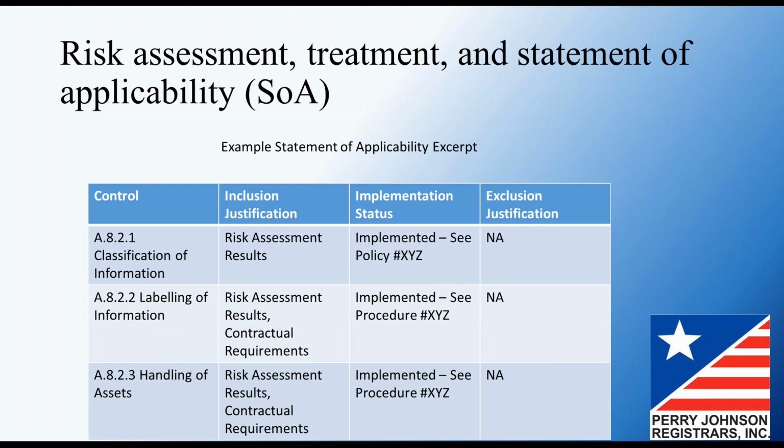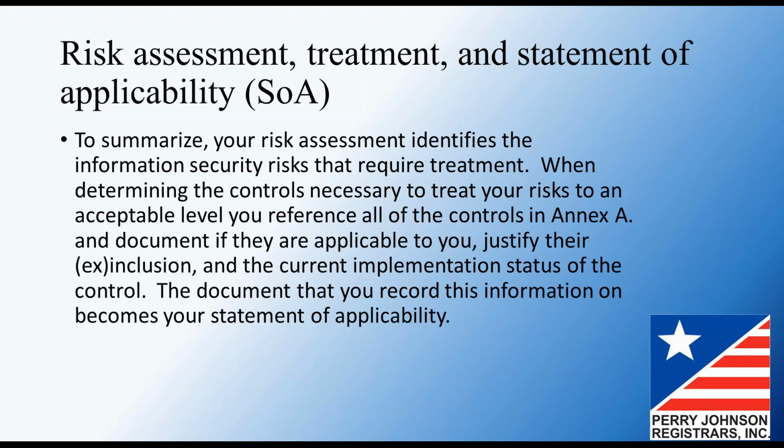So what it actually looks like. So to summarize, your risk assessment identifies the information security risks that require treatment. When determining the controls necessary to treat your risk to an acceptable level, you must reference all of the controls listed in Annex A and document if they are applicable to you, justify their exclusion or inclusion, and reference their current implementation status. The document that you record this information on becomes your statement of applicability.